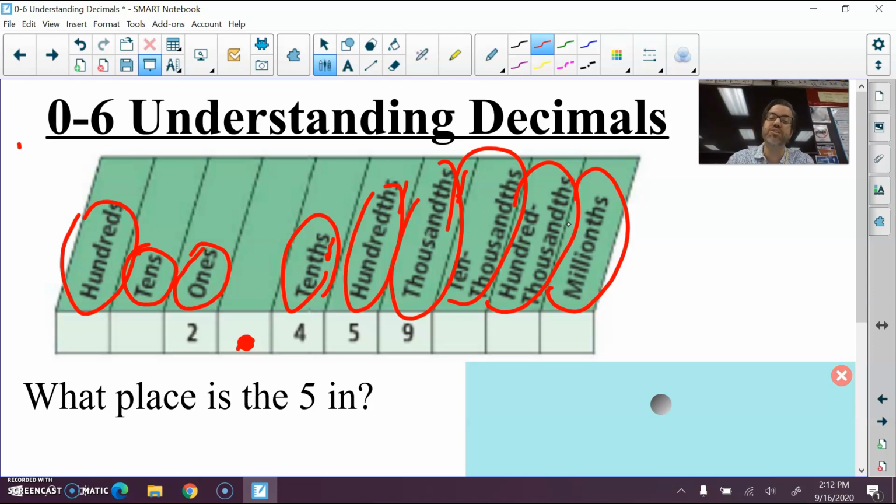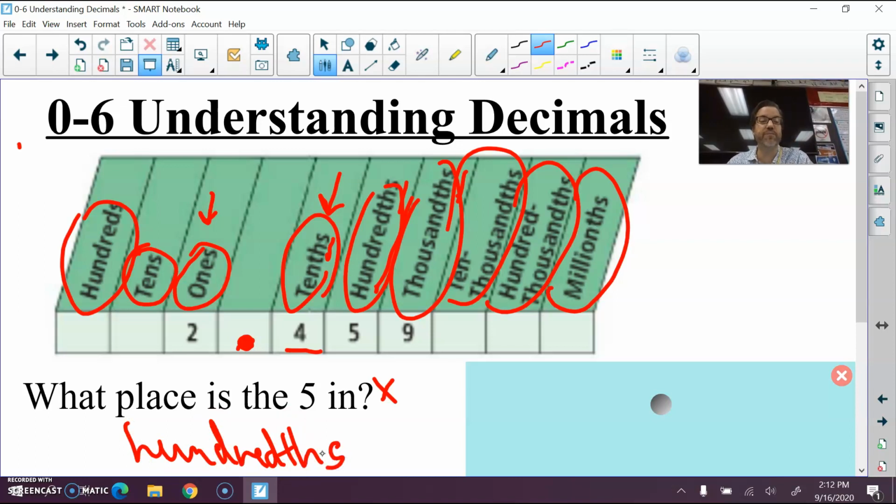Now, one thing I want to point out to you, if you look at the 4 right here, it is in the tenths place. And you might be wondering, well, why isn't there a oneths place? We have a ones place over here. Well, we don't have a oneths place because you can't have 4 in this case out of 1, but you can have 4 out of 10 as being that part of the whole that you're talking about. Okay? So if I ask you, what place is the 5 in? The 5, you can see right here, is in the hundredths place. And again, see that THS ending there.